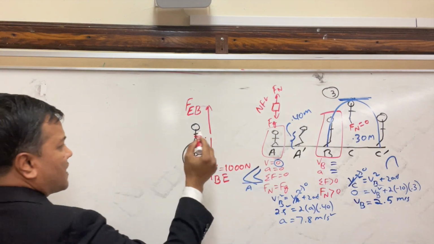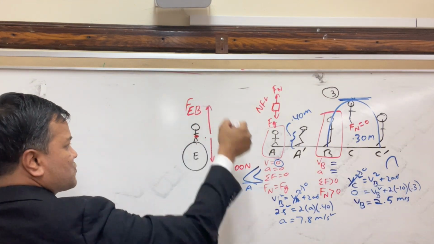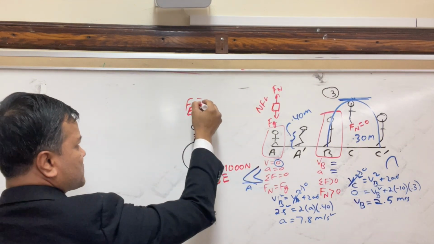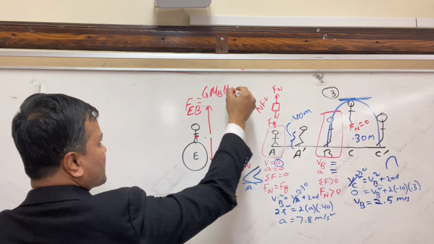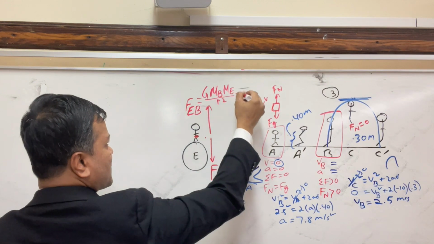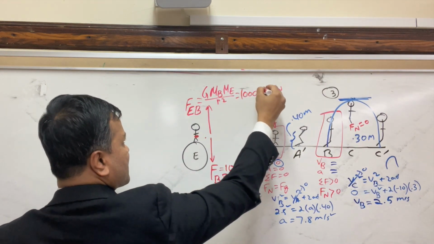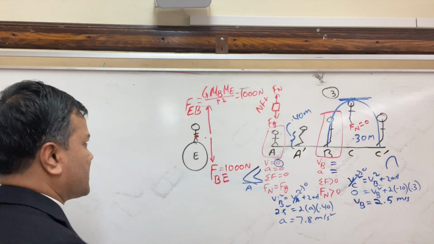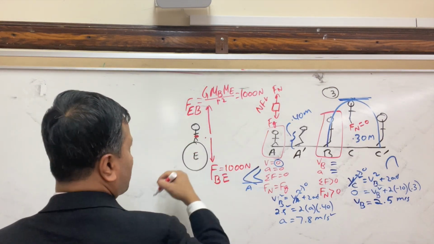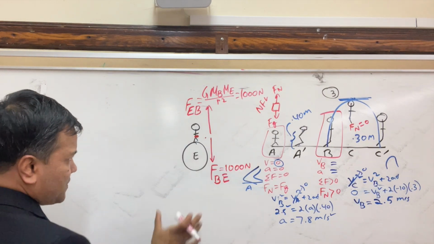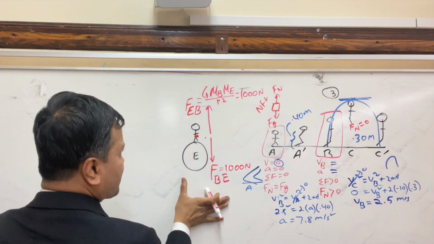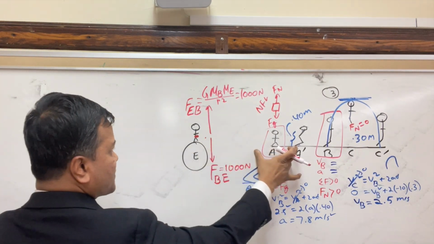And this one is equal in magnitude, opposite in direction. So you can write 1000 Newton, or you can write G m Mr. Barry m Earth over R squared, which is also going to give you 1000 Newton. You can check that. It's a quick math. So this is good for the first one.